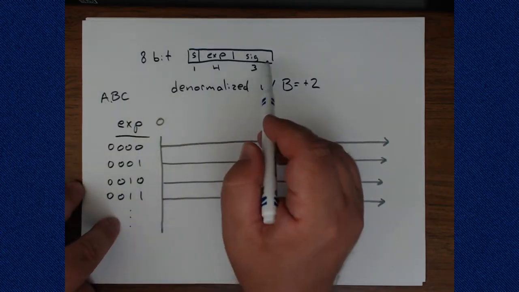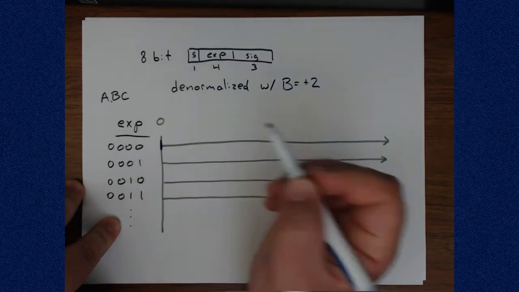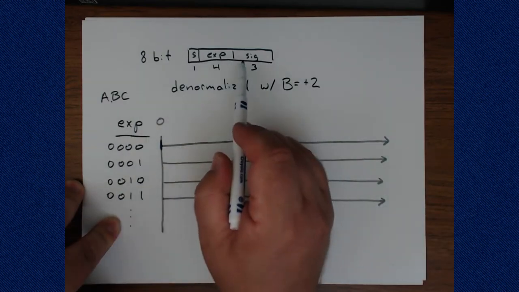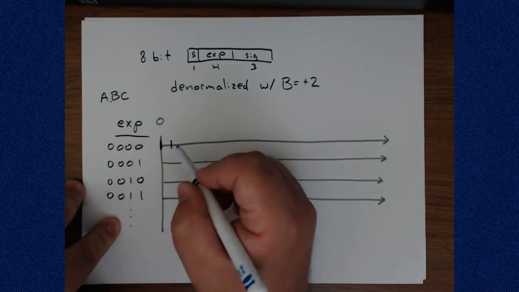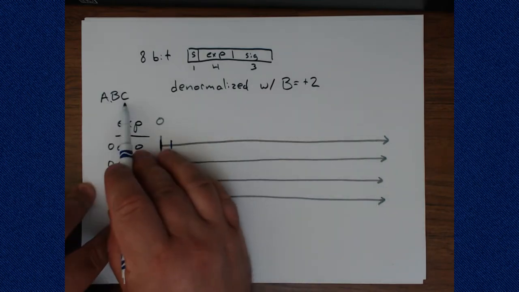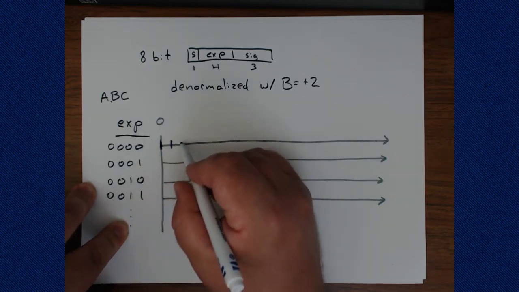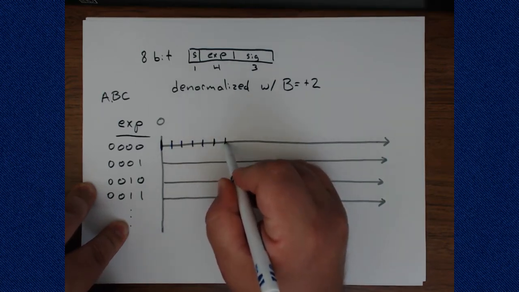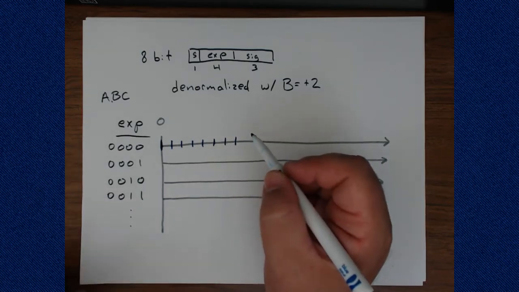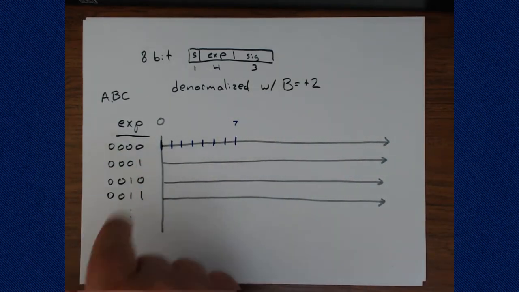And so if the significand is all zeros, then this will give us the integer value of 0, which is this point. If the 3 bits for the significand are 0, 0, 1, then we're going to get a value of 1, which will be here. Now, there are 3 bits for the significand, so we get 8 different values, including 0, so it's 0 to 7. That's 0, 1, 2, 3, 4, 5, 6, and 7.